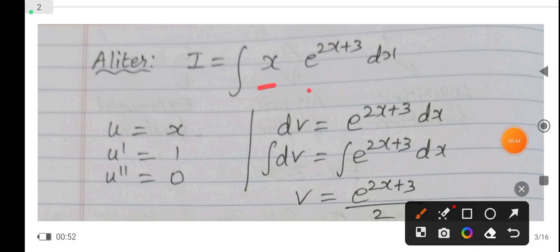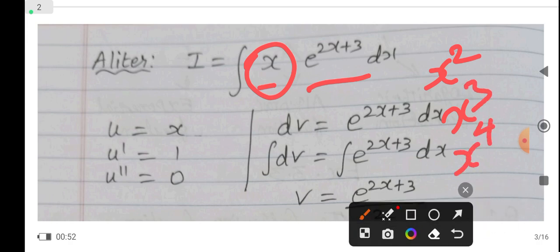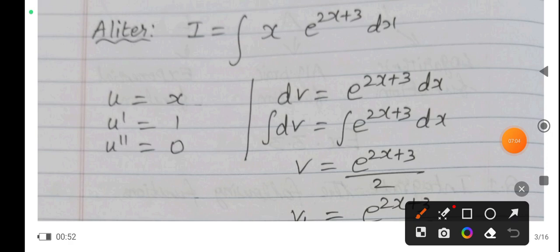whenever algebraic and exponential come, only then we have to take this Bernoulli. And x e power 2x plus 3 is actually easy; you can even do integration by parts. But preferably when x square, x cube, x power 4 like that come, Bernoulli's is advisable. Anyway, even x e power 2x plus 3 we can do. It is easy. u is x, differentiation u dash 1, u double dash 0. So till 0 we are going to do. Till before that, till u dash our formula is needed.